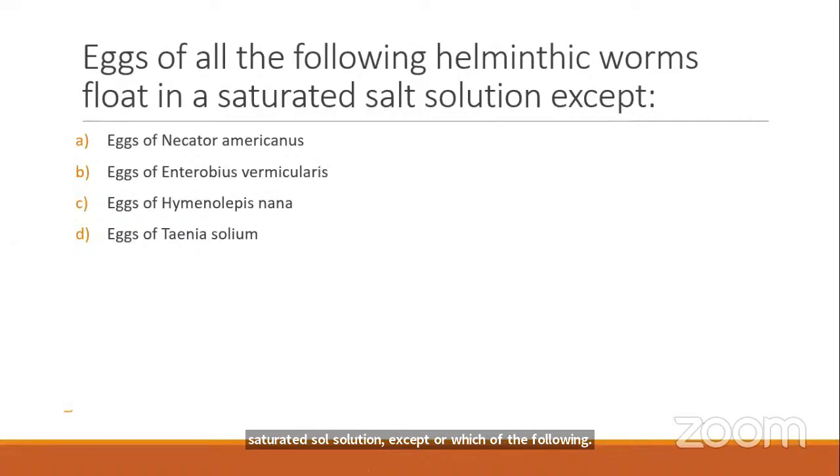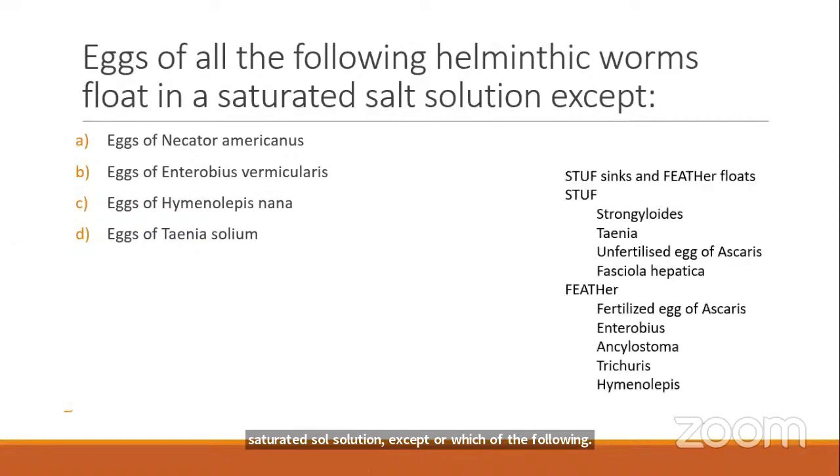This is the egg of Taenia solium. There is a mnemonic: "sinks and feather floats." I will give this in the PDF. The S stands for Hymenolepis, Taenia, then the unfertilized egg of Ascaris, and Fasciola hepatica. These all sink, and those floating are the fertilized eggs of Ascaris, Enterobius, Ankylostoma, then Trichuris and Hymenolepis. Okay.